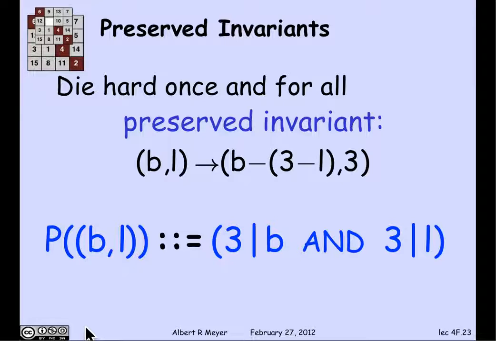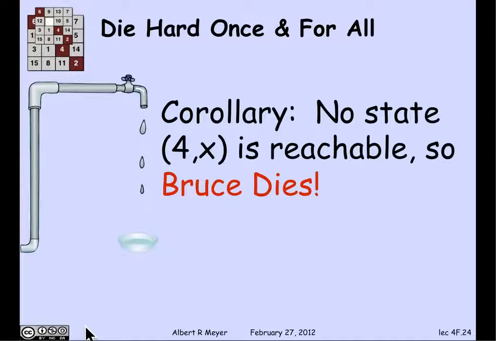When you take a linear combination of multiples of 3, you get a multiple of 3. And you look at all the other transitions, and they check equally well. If you're in a state B, L and you move to a new state B prime, L prime, if 3 divides B and L, then 3 divides B prime and L prime. So this is what's called a preserved invariant. And of course the corollary is that in the Die Hard Once and For All game with the 3-gallon jug and the 9-gallon jug, you can't get to any state of the form 4, x because 4 is not divisible by 3, and therefore Bruce is going to die.